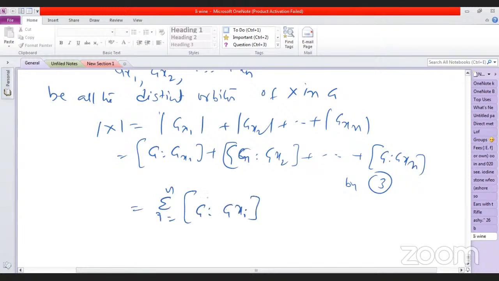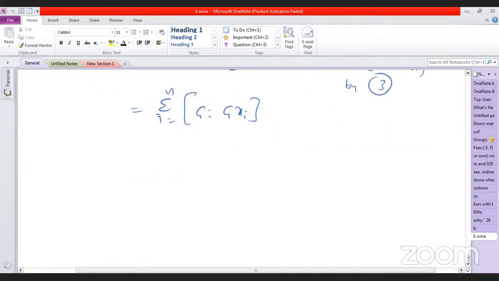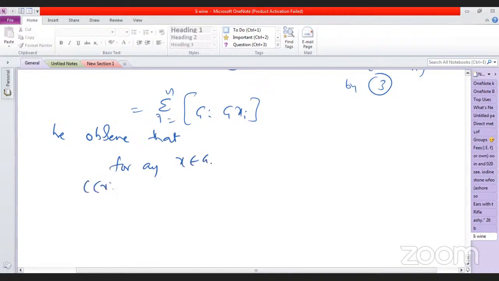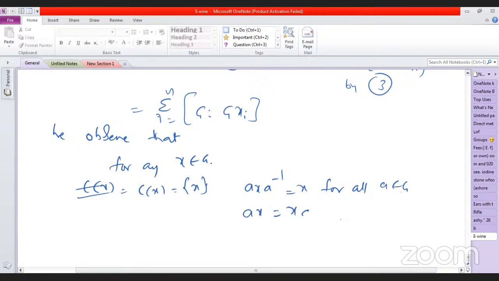Now we have to prove the fourth condition here. First, we observe that for any x belongs to G, the conjugacy class C of x is equal to x, that is, Ax A inverse is equal to x for all A belongs to G. Am I correct? Yes, sir. So Ax is equal to XA for all A belongs to G. So therefore, we write x belongs to Z of G.